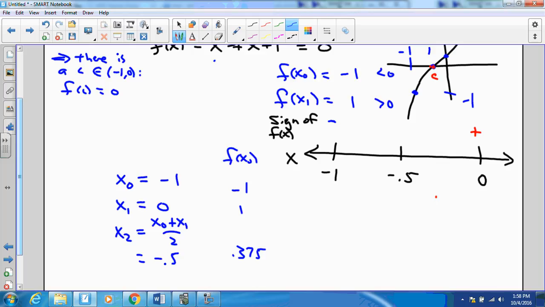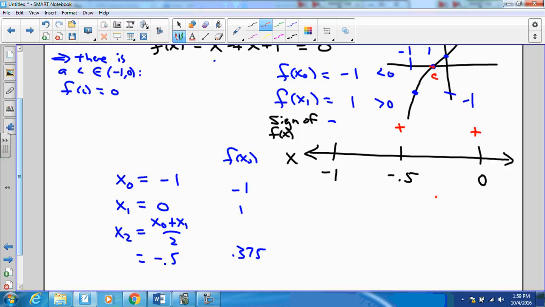Now I want you to notice two things about it. First of all, notice the sign is positive. Second of all, notice that we are closer to 0 than we were before. We're making progress. So when I go back over to my number line right here, I'm going to put a positive sign in for f of -0.5. Now here's the value of doing this. I've cut the range in half, that's right. And I can now eliminate half of my numbers.